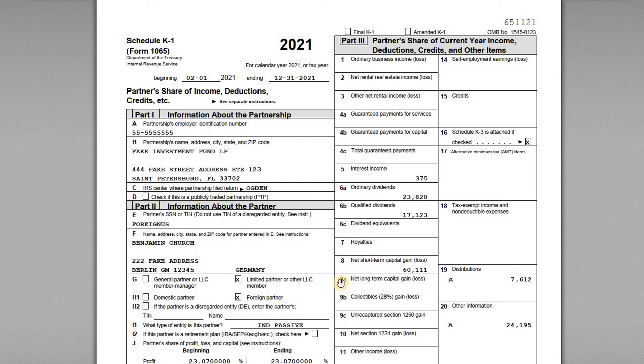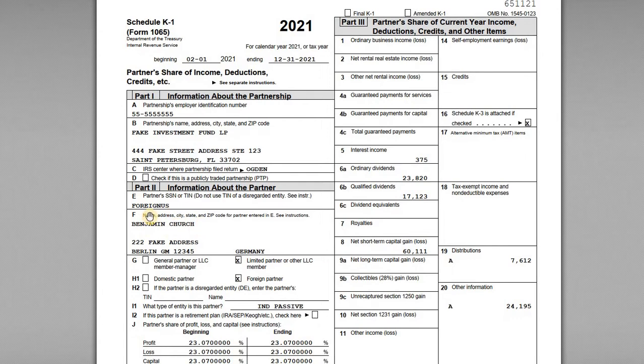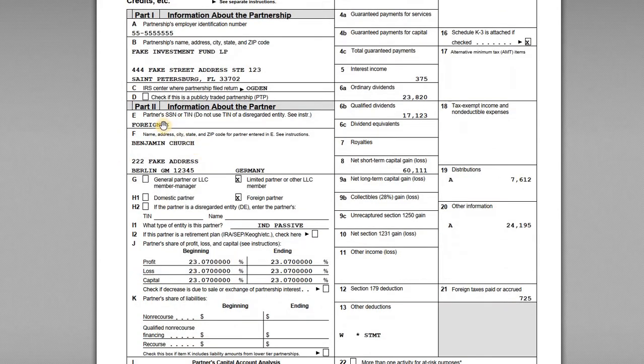All right, for this last video, we want to look at the sample K1 for a non-resident partner and the K3 attached to it. So we're looking at Ben Church's K1 here. So fake investment fund 2021 K1. There we have Ben's information.